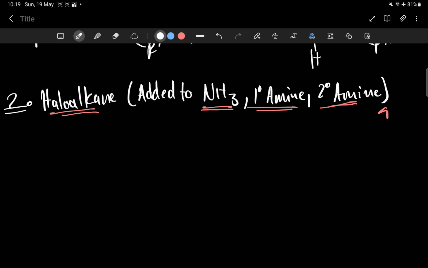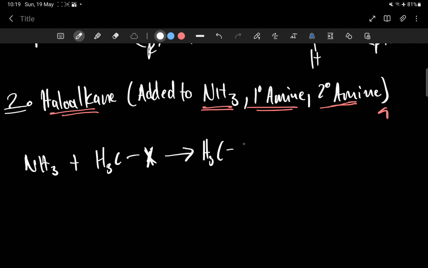So let's see what happens in this reaction. Basically, what you gotta remember about this reaction is that, let's start with our ammonia, NH3, and here he is going to react with something that has a halogen. We'll put an X. Then we are going to have H3C bonded to, instead of just having the halogen, we now have the ammonia sticking to the halogen. And this ammonia here is going to have positive charge, negative on the halogen.